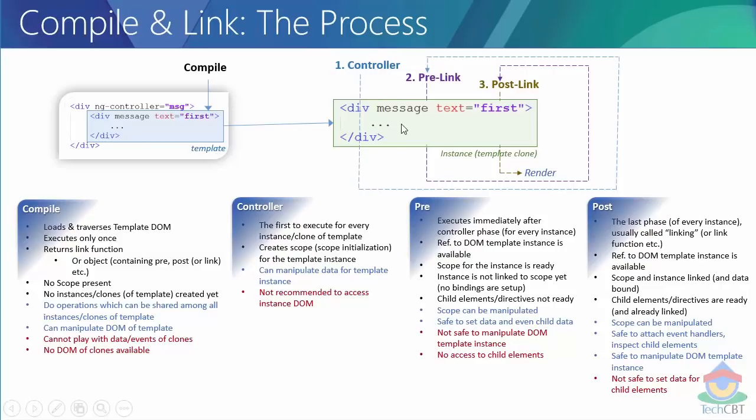You are not supposed to manipulate the data for the child elements. If you would like to provide the data for the child elements, prelink is the best phase. But once the prelink has completed, and if you are in the post link, which means all the bindings, all the scope of all the child elements, including the current element, have been performed already. So we are not supposed to really play with the data related to child elements here.